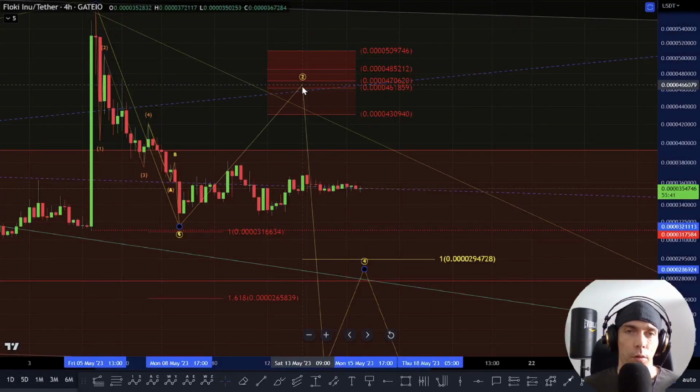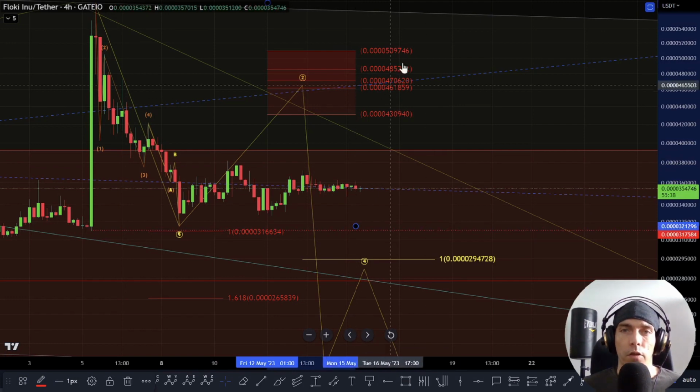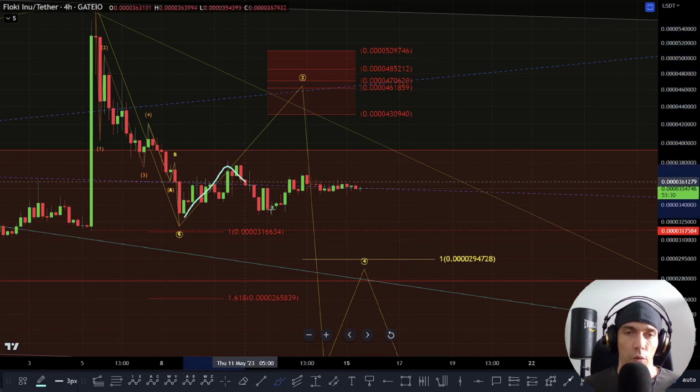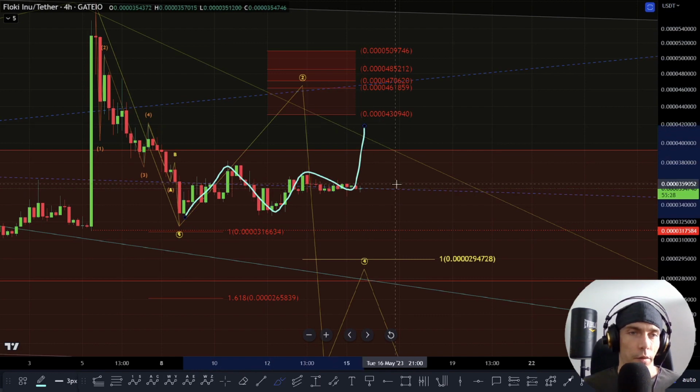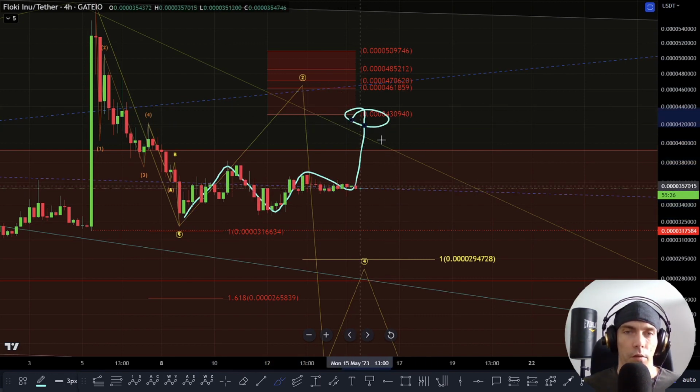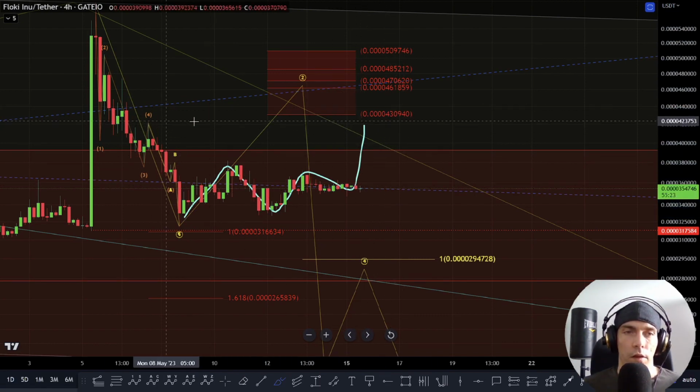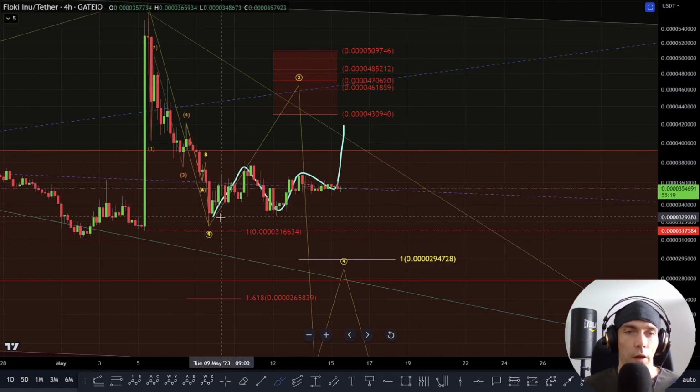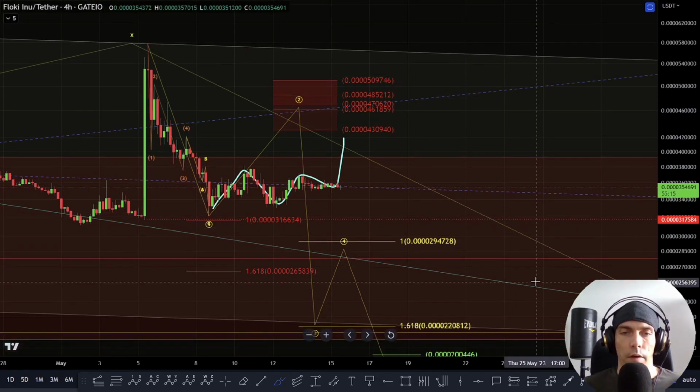But the wave 2 typical location that we would be looking for would actually be higher up here towards this 509746 to this 430940. So if we do get a 3-wave move to the upside here, something like this, which actually moves up and comes back into some of these zones, what we could then see is potentially a wave 2 location here. If we don't form a triangle here, then we need to be open to the idea of having this as a 5-wave move.